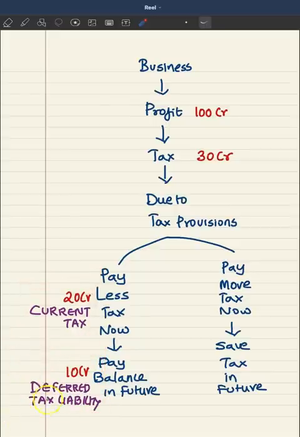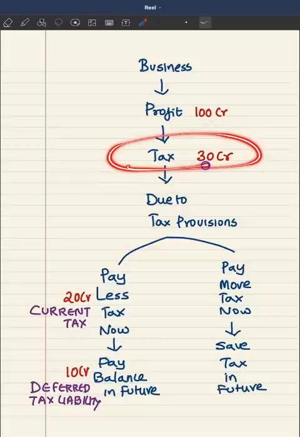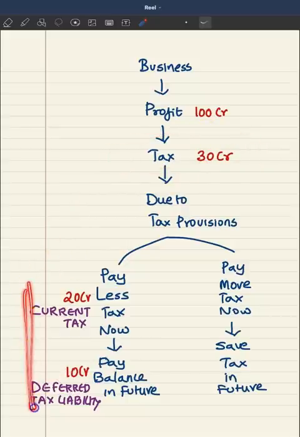We call it a liability because it is not yet paid. So it will be shown as a deferred tax item in the statement of profit and loss, and it will also figure in the balance sheet as a deferred tax liability under liabilities. So in this way, this 30 crore is given due effect in two different forms. So this is with regard to deferred tax liability and current tax. Let us also look at deferred tax asset.